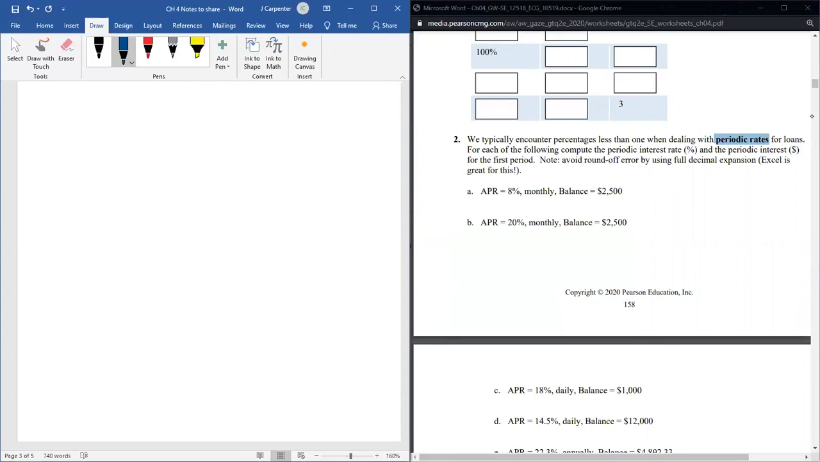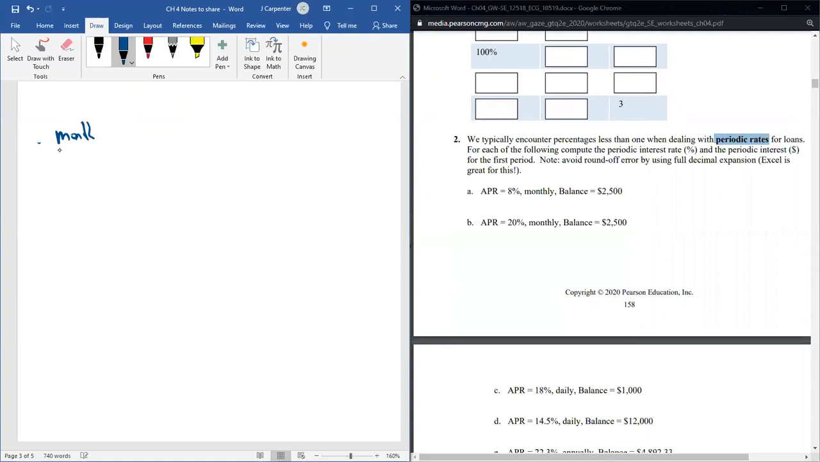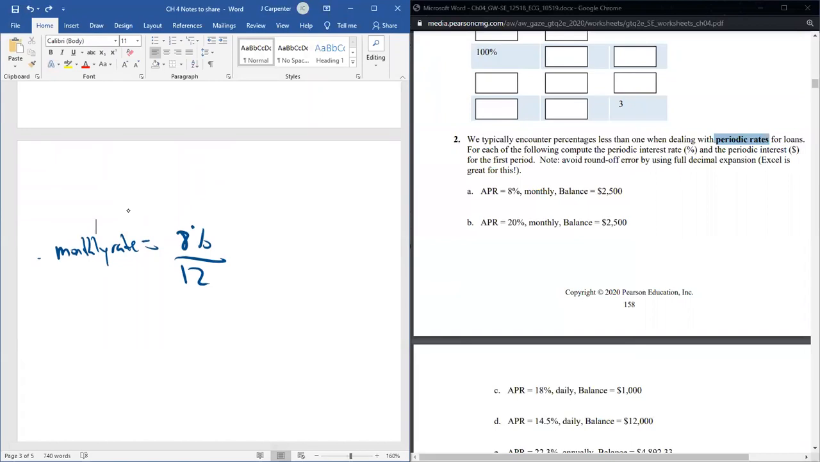Because they're getting their interest monthly, we have to convert the annual rate to a monthly rate. So the monthly rate would be the annual rate of 8% divided by, well, how many months are in a year? 12. Again, this was a formula that we gave you back in those chapter 1 notes, that a periodic rate is equal to the annual rate divided by the number of periods. Again, the periodic rate is the annual rate, APR, divided by the number of periods.